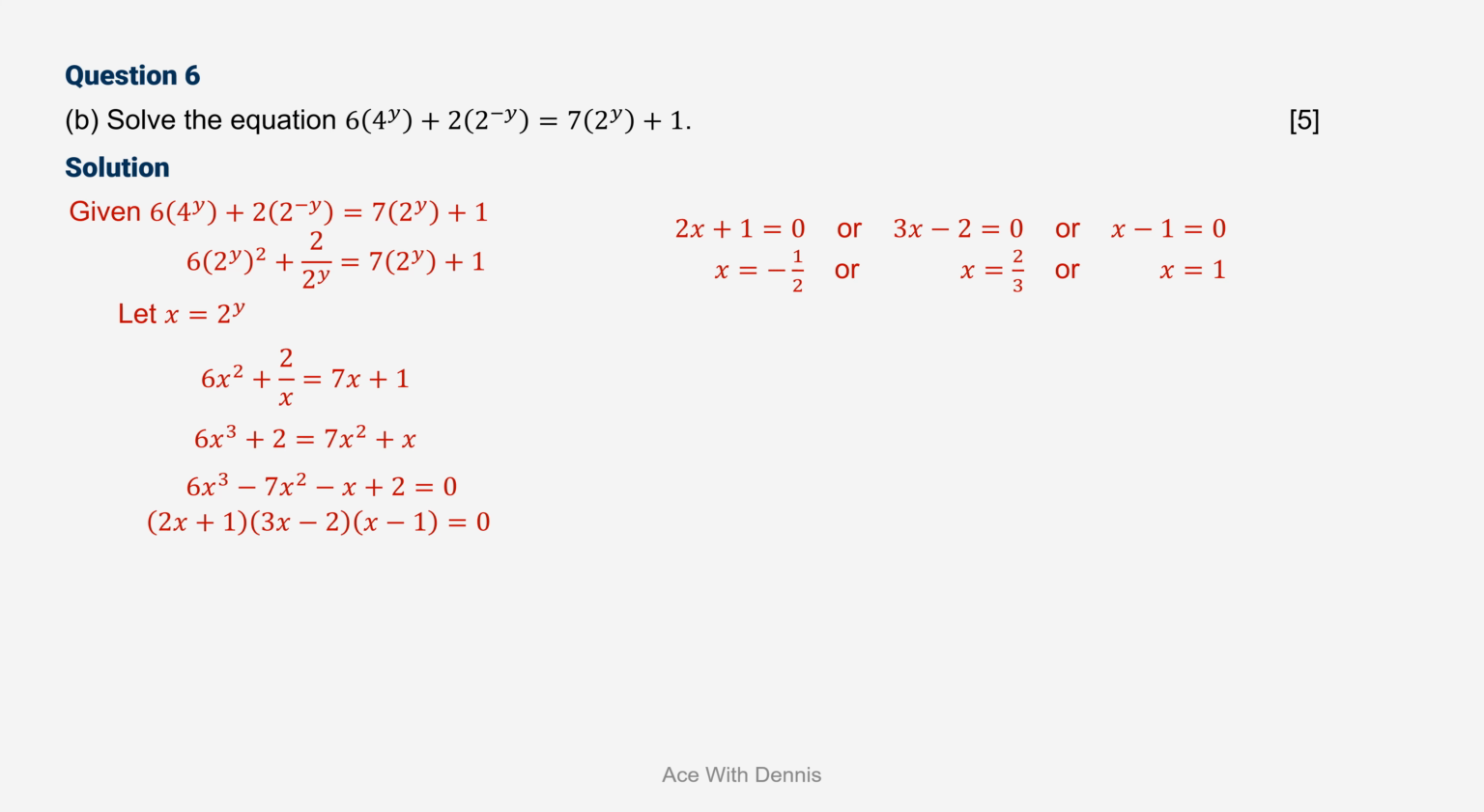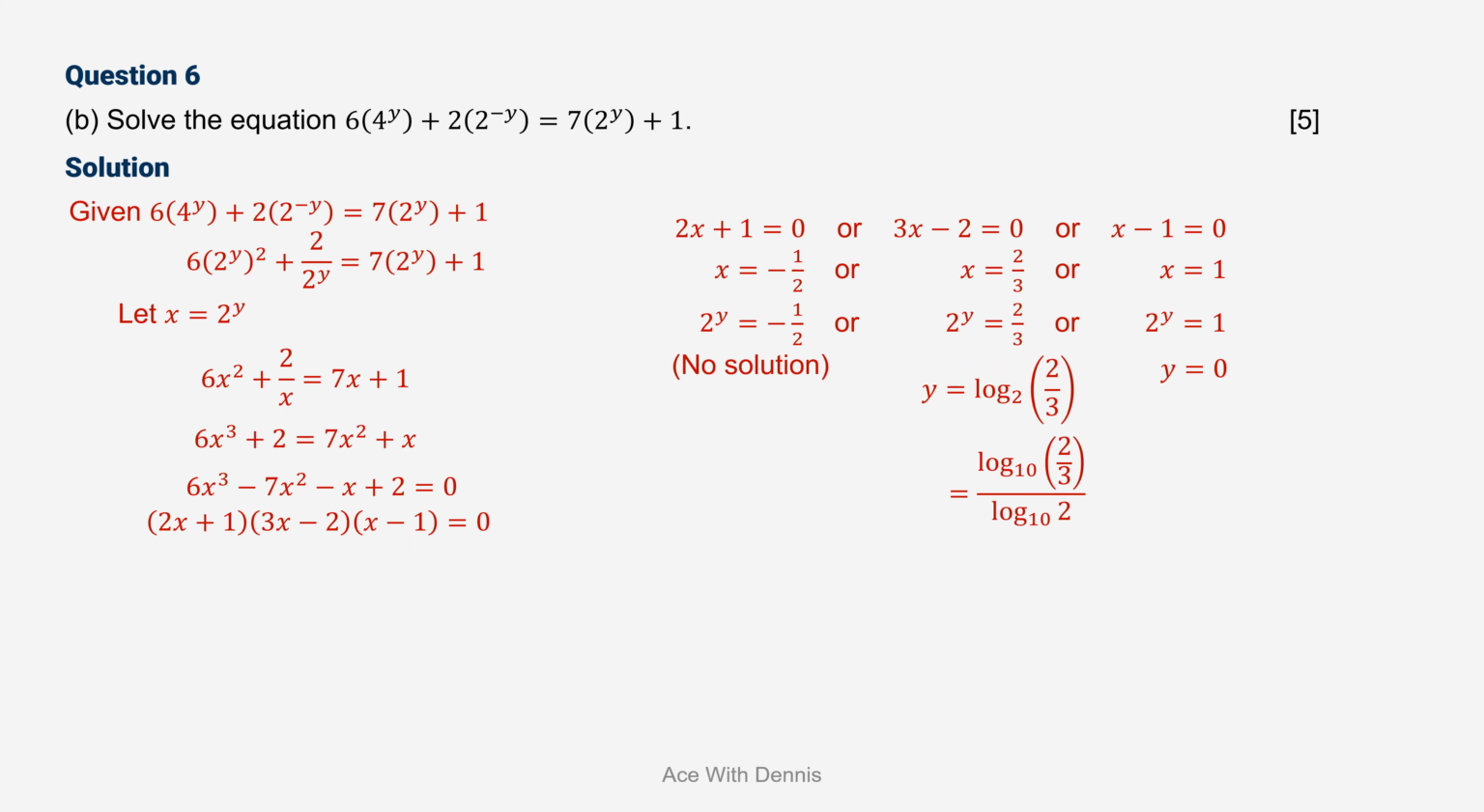But don't just stop here because we want to find the value of y. So x is 2 to the power of y. Hence, it equals negative half or 2/3 or 1. For the first answer, there is no solution because 2 is a positive value to the power of something, we won't get a negative number. Hence, there is no solution. For the second root, we can solve it by using logarithm. So y equals log base 2 of 2 over 3. For the third root, y equals 0.